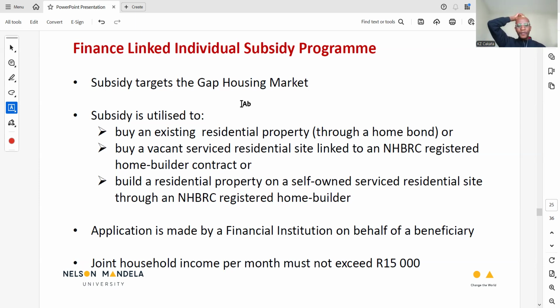Joint household income per month must not exceed 15,000. That has subsequently increased to 23,500, I believe. But because it has moved from FLISP to FHF, this is a program that the government is spending a lot of time around. So you might want to look at articles around First Housing Finance and what the evolution of this has been, because the financial industry has now started to get a hold of this as potentially a way of democratizing home ownership.